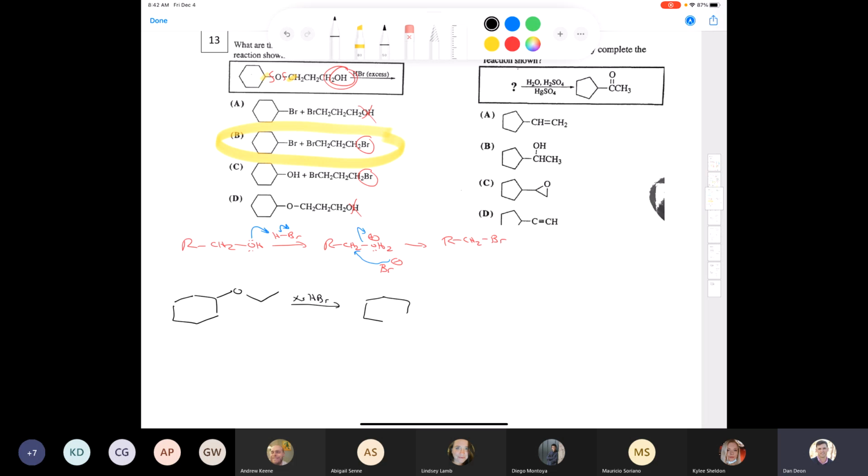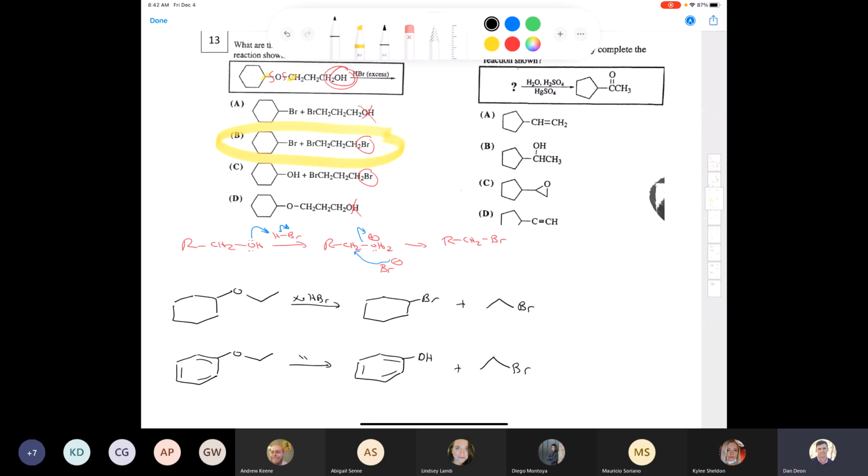You'd get cyclohexyl bromide, plus you'd also form ethyl bromide. Good. If you took ethoxybenzene, and hopefully you remember this, and you did the same thing, treat it with excess HBr, you're going to end up with phenol. So you don't get bromobenzene, you get phenol. The reason is that you're not going to form an sp2 hybridized carbocation. Those are highly unstable. So you would end up with these two as your products.